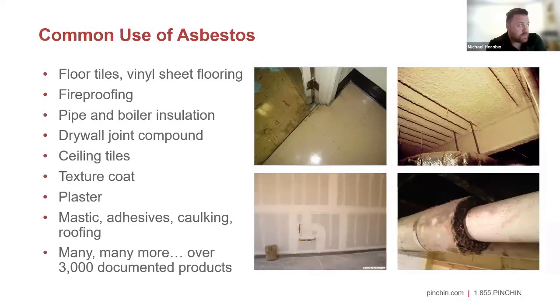Common uses of asbestos. There's a long list. This is just a short one. These are going to be the most common ones you see in your buildings. Floor tiles, vinyl sheet flooring, fireproofing, pipe and boiler insulations, duct insulation, drywall joint compound, plaster, ceiling tiles, texture finish, mastics, adhesives, caulking, roofing. There's many, many more. We have over 3,000 documented products, and we have cutoff dates for most products, but not all products. So some of it is still unknown as to exactly where it was used.